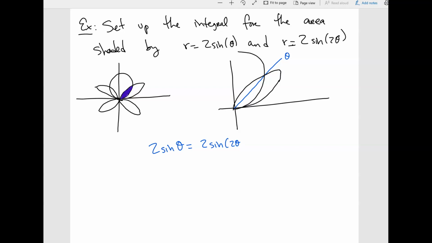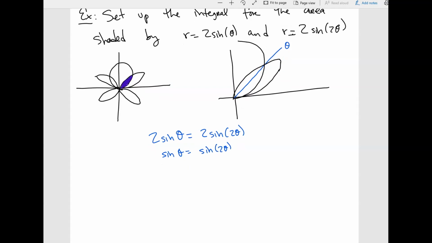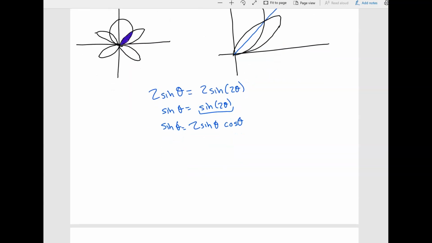So we're going to divide by 2, so we have sine of theta equals sine of 2 theta. In this case, it would be a good idea to find our trig identities. So sine of 2 theta is just equal to 2 sine theta cosine theta. Let's subtract this out, so you'll have sine of theta minus 2 sine of theta cosine of theta equals 0. Going to take out a sine of theta.